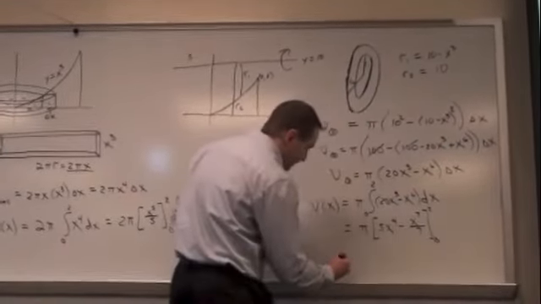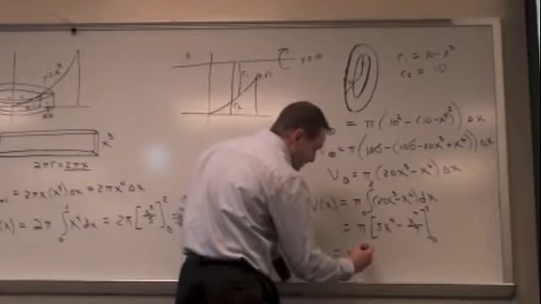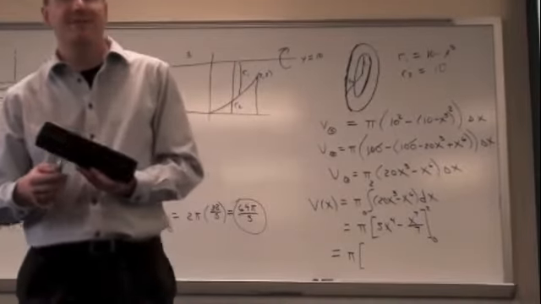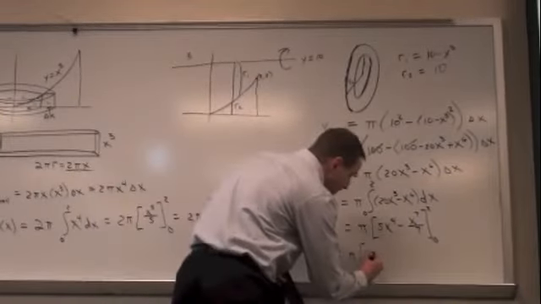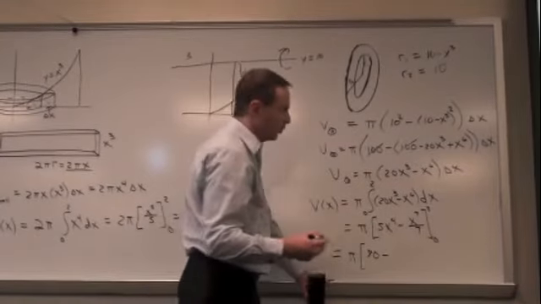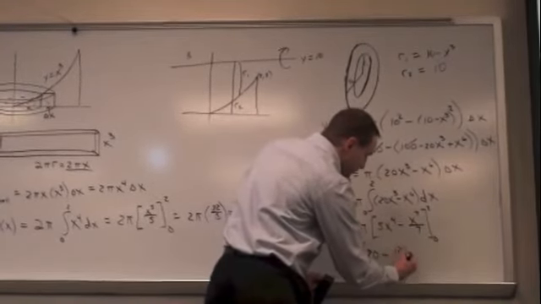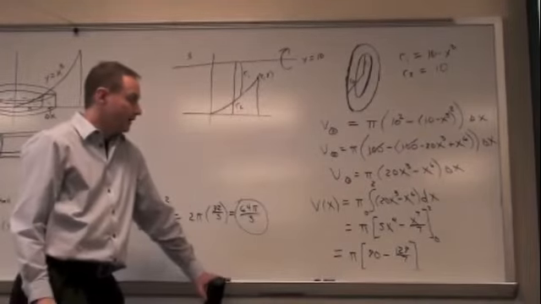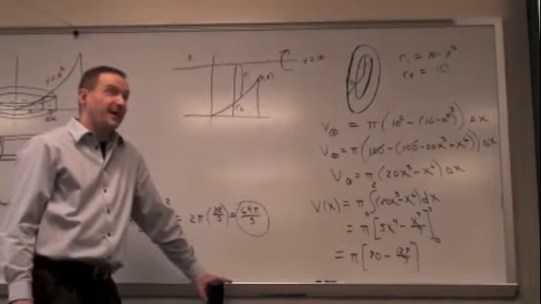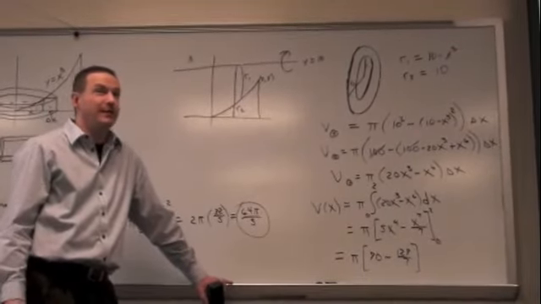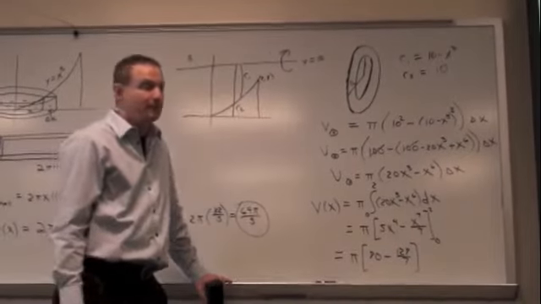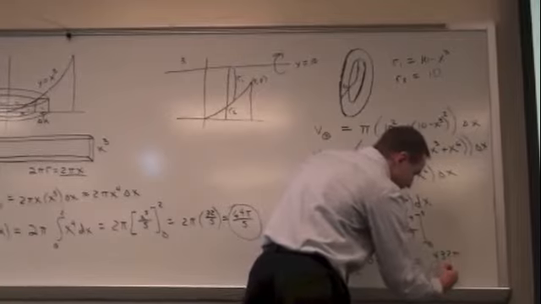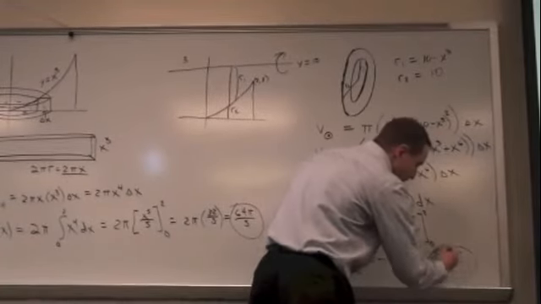So now I'll get pi times the group. 2 to the 4th is 16. 5 times 16 is 80. I'll get 80 minus 128 over 7. Of course, when I plug in a 0, I get a 0. Now, 80 times 7 is 560. 560 minus 128 is going to be 432, I believe. 432 over 7. Seven surely is not going to go into 432.